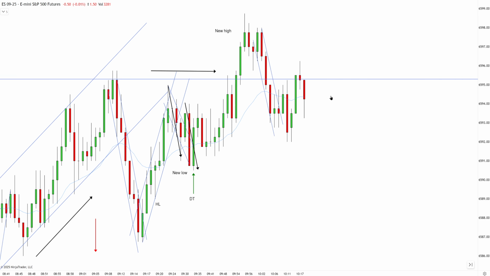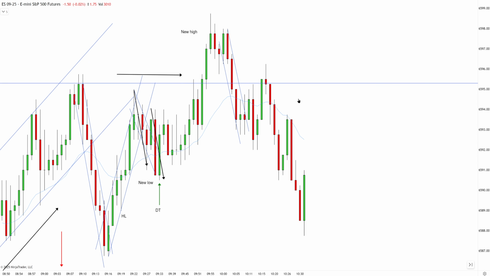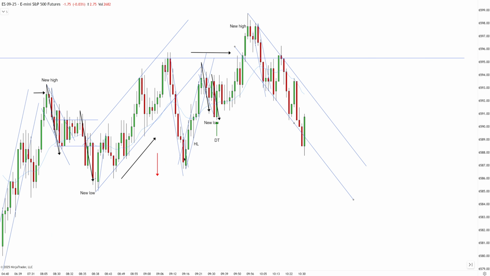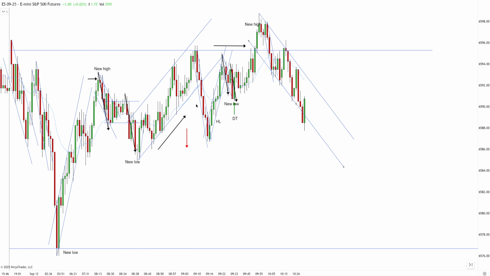Okay, nothing much happening here. Okay, and I can see a consistent series of lower highs and lower lows. The downtrend is getting structured. So what I'm going to do is draw a channel a little bit wider, something like this. Okay, if I zoom out once again, you can tell we are in some form of a consolidation.